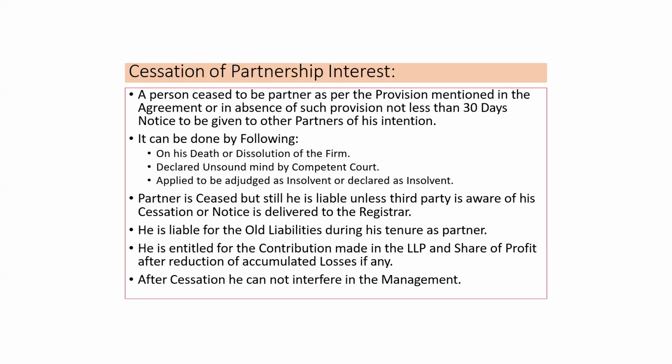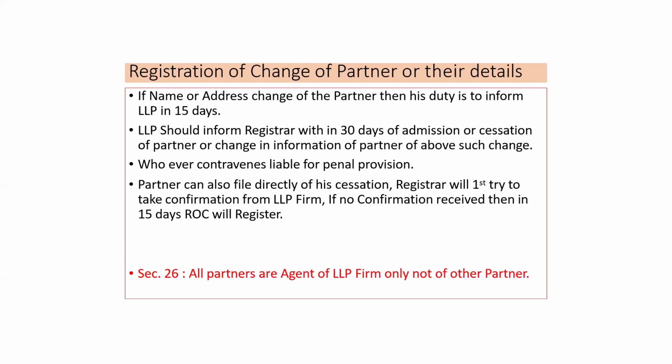Okay. So the partner ceases to be so, but he is still liable unless the third party is aware of his cessation or notice is delivered to the registrar. He is liable for the old liabilities during his tenure as partner. He is entitled to the contribution made in the LLP and share of profit after reduction of accumulated losses, if any. Okay? And after cessation, he cannot interfere in the management.